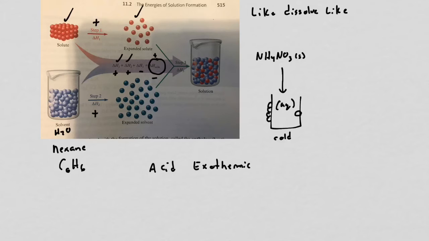Just because the delta H is positive or negative does not tell you whether or not a solution is going to form. As long as the positive or negative value is not extremely large, like extremely endothermic or exothermic, then entropy, or the delta S, which is always increasing during this process, will make the overall value of delta G a negative value, and therefore the solution will form.